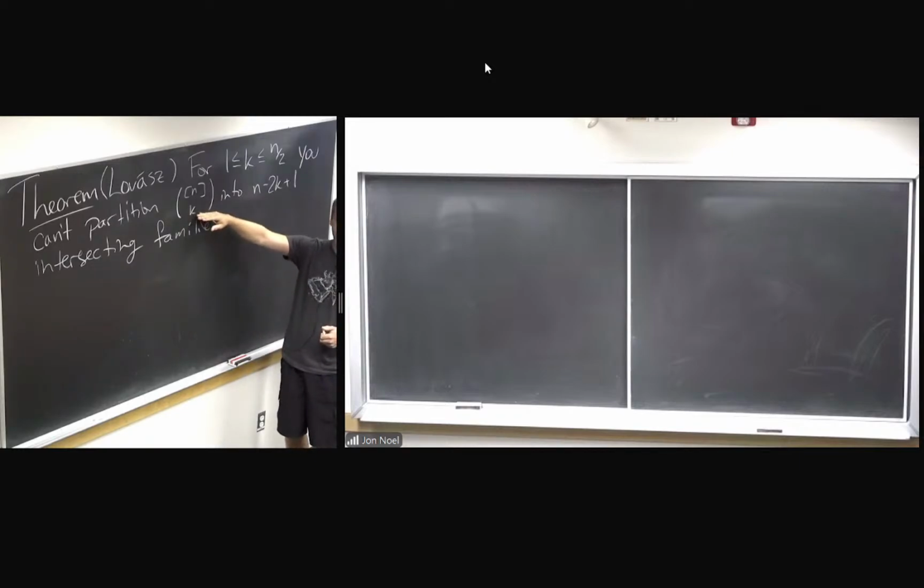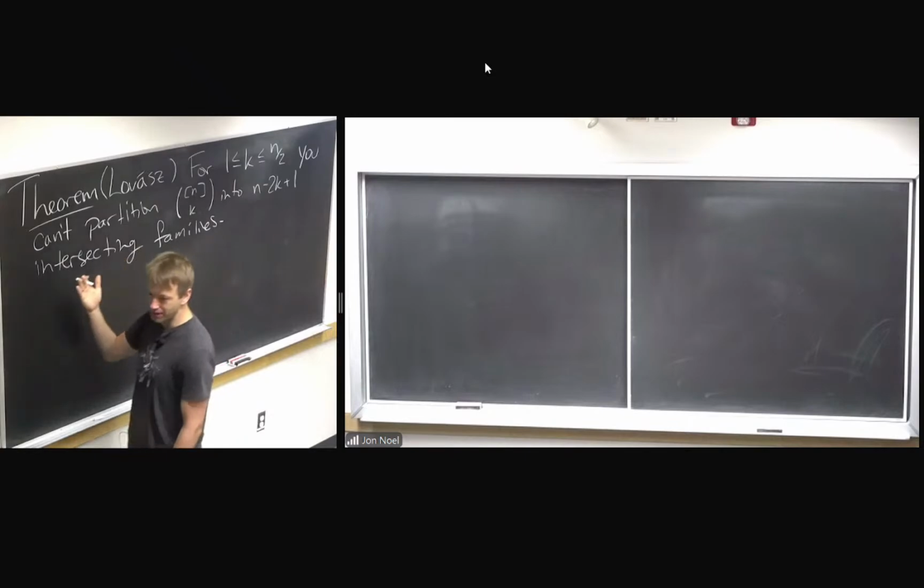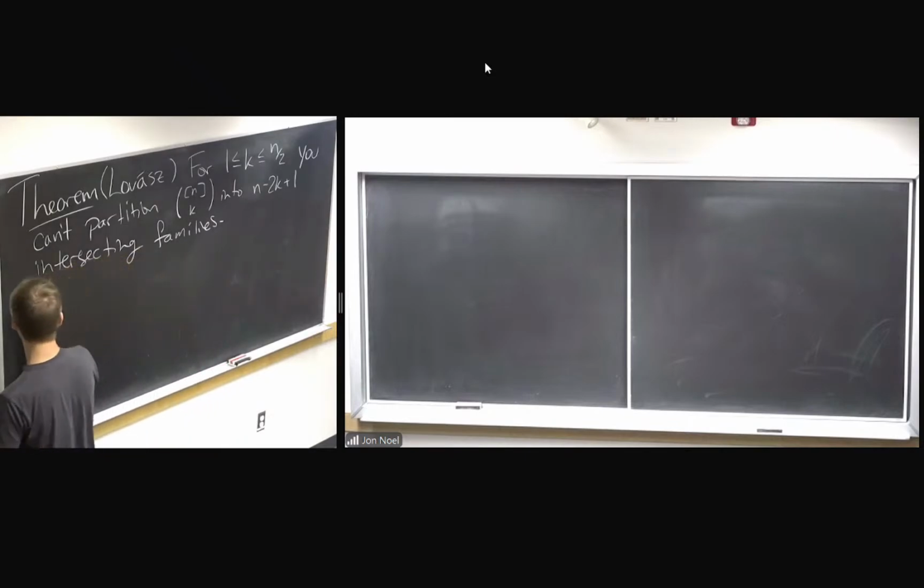We want to find the smallest number of intersecting families for which you can partition n choose k. Or in other words, you want to color n choose k so that every color class is intersecting, right? And we saw an example last time using n minus 2k plus 2. And we're going to show that you can't do it with fewer. So recall this example, right?